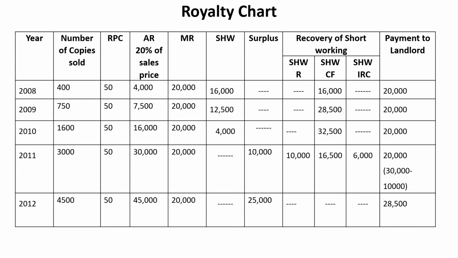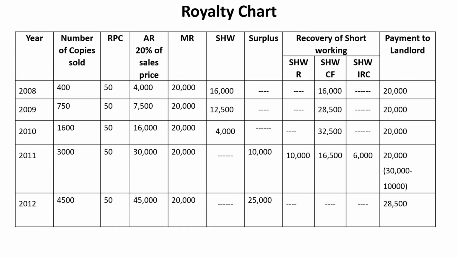Finally, payment is whichever is more when comparing actual royalty and minimum rent. Which one is more, you have to make payment. 20,000 as payment. For the year 2009, the number of copies sold is 750. Royalty per copy is 50. So total sales is 750 into 50, which gives 37,500. Out of 37,500, you have to calculate actual royalty at 20%.